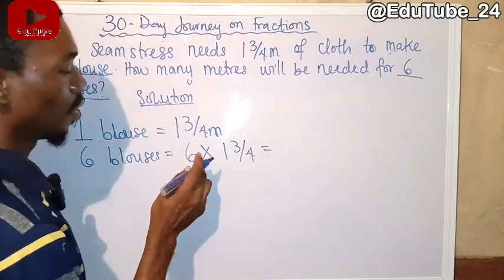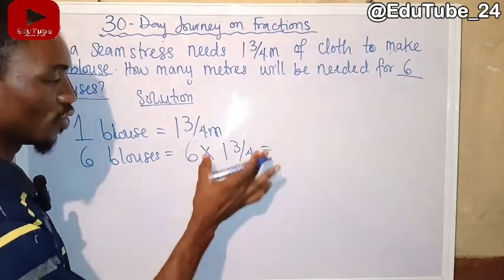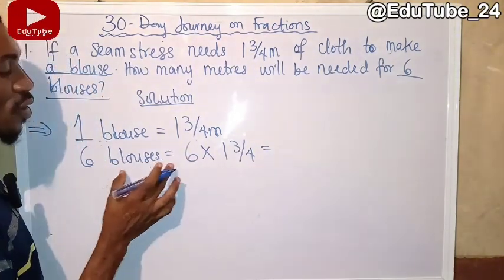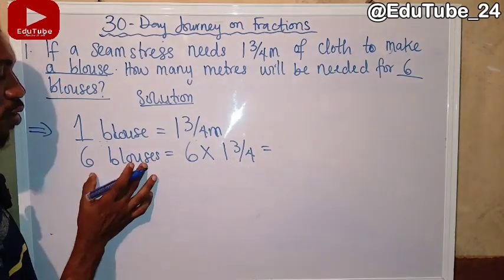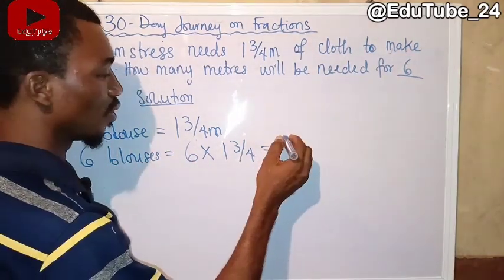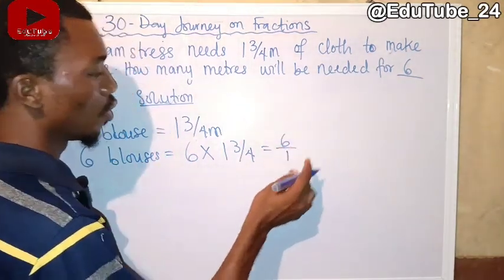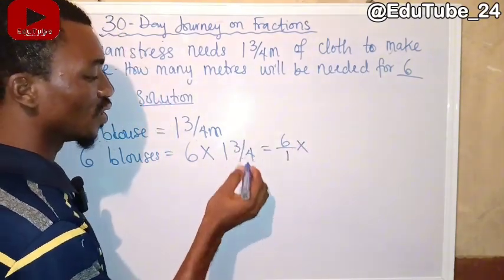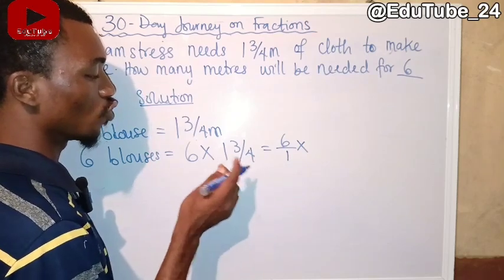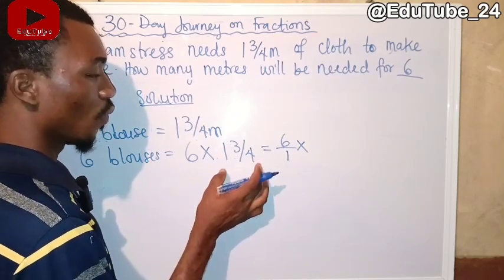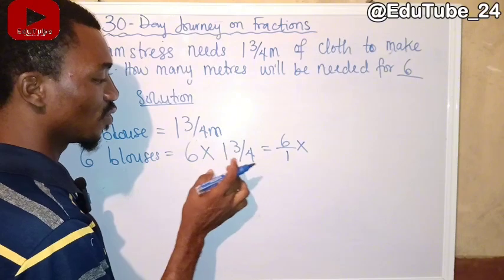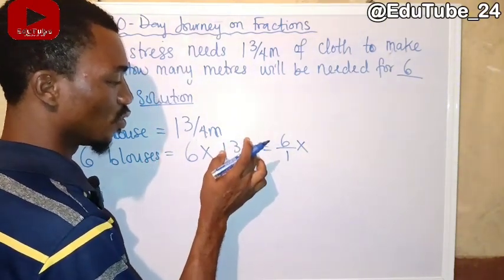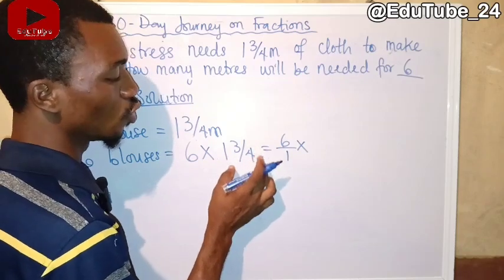So we are going to rationalize this 6 to operate on this fraction now. 6 times one whole number 3/4 to find out the number of meters of cloth that will be needed to make 6 blouses. So we rationalize this 6 and make it a fraction by making it 6/1. Then this mixed number will be converted into an improper fraction, because we don't operate on a mixed fraction in its pure form, whether division or times.